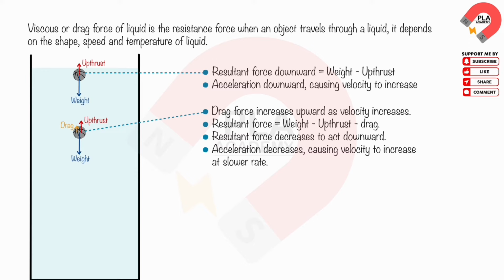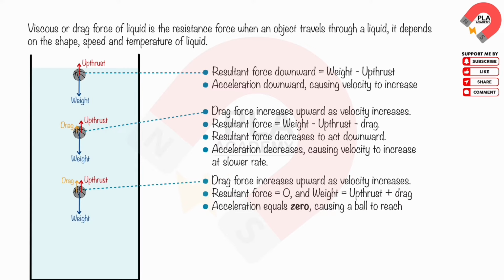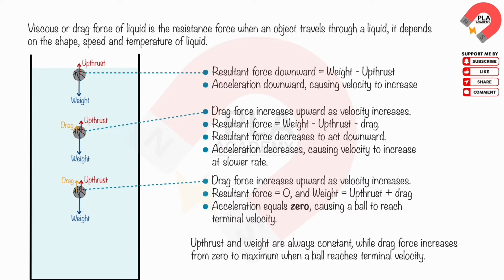at a slower rate. The drag force increases until the resultant force is zero, meaning that weight is equal to upthrust plus drag force, causing the acceleration to also be zero and the velocity to remain constant. This is called terminal velocity. Recall that the upthrust and weight are always constant, while the drag force increases from zero to maximum when a ball reaches terminal velocity.